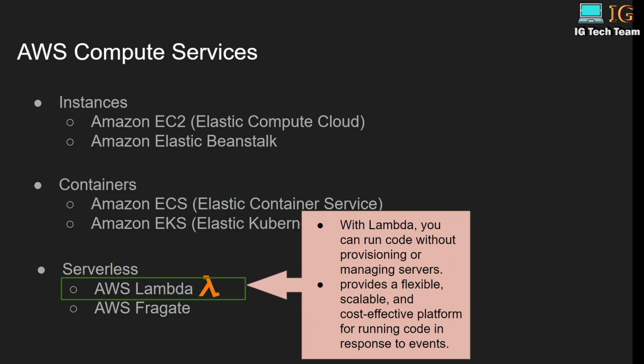With Lambda, you can run code without provisioning or managing servers. It provides a flexible, scalable and cost-effective platform for running code in response to events. That means you just upload your code to Lambda, trigger some event and it will run based on that event you have defined. No need to worry about the server management.